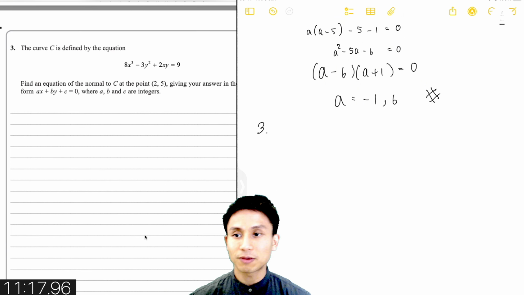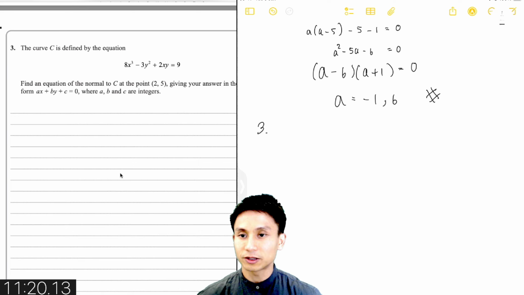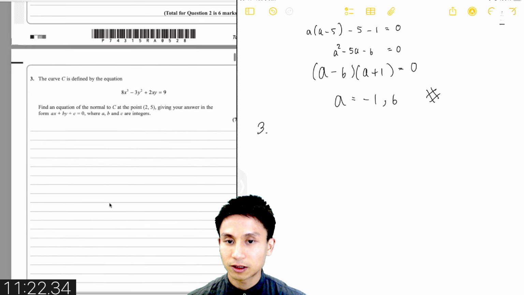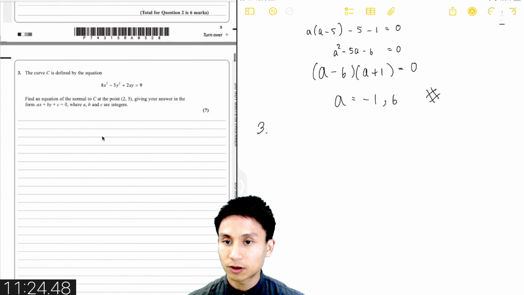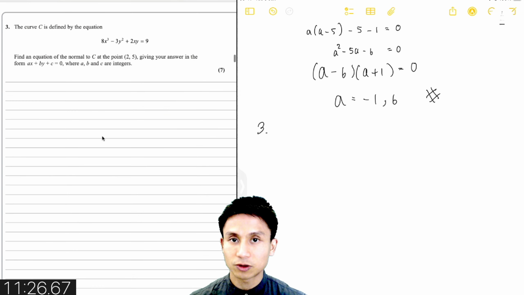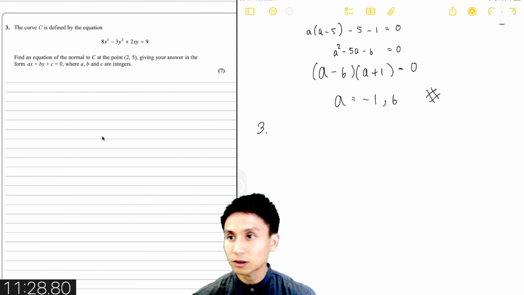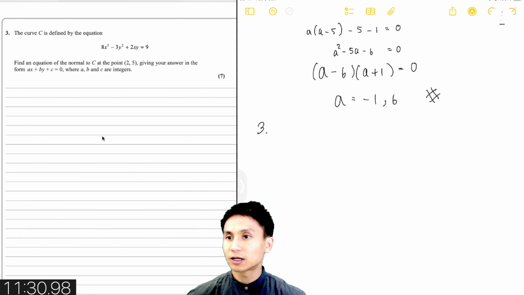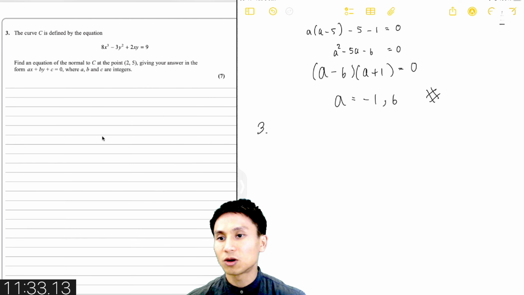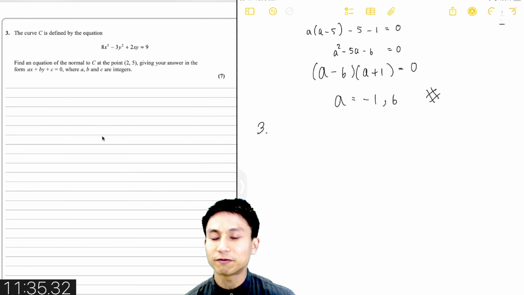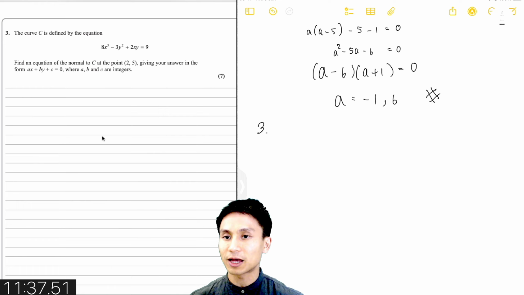The curve C is defined by the equation, blah, blah, blah. All right, so I need to zoom out a bit. There we go. Okay, just so that you can see as well. Yeah, we have this curve equation. Find an equation of normal to C at 0.25, giving your answer in the form of that.